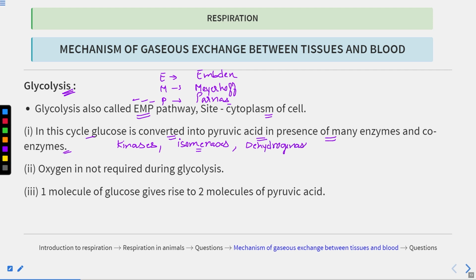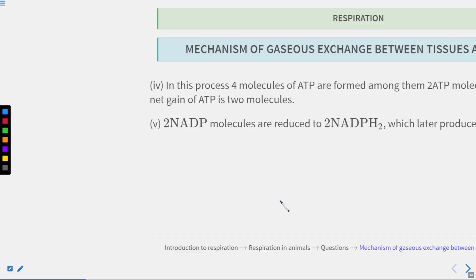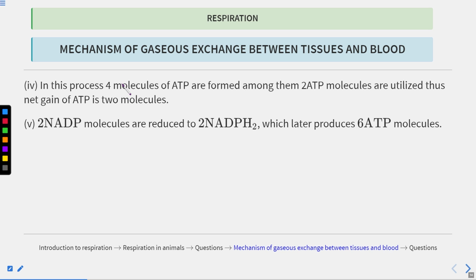Okay. Then another enzyme, aldolase. Aldolase is also involved. Now, oxygen is not required during glycolysis. One molecule of glucose gives rise to two molecules of pyruvic acid at the end of glycolysis. Now, in this process, four molecules of ATP are formed. So, in the process of glycolysis, four molecules of ATP are formed.